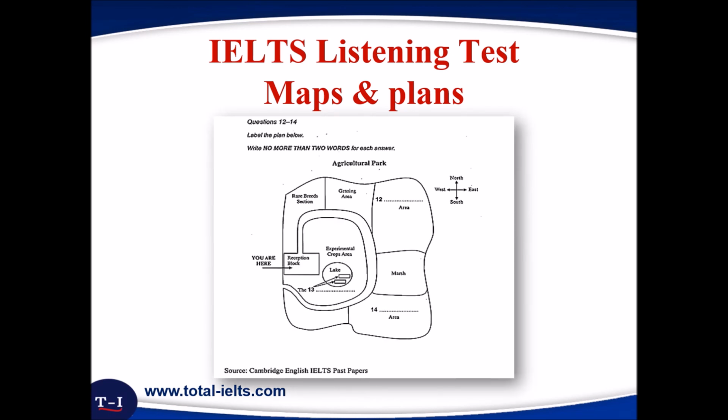Labeling maps and plans are very common in the IELTS listening test, particularly in part 2. You need to identify areas, rooms or features by selecting from options or writing the answers in the numbered spaces. Study the map or plan carefully before you listen. Pay attention to the place names already labeled, as they will guide you to the missing answers.